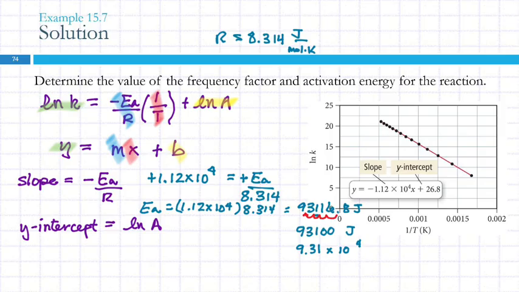So this many joules is the activation energy. Any questions?